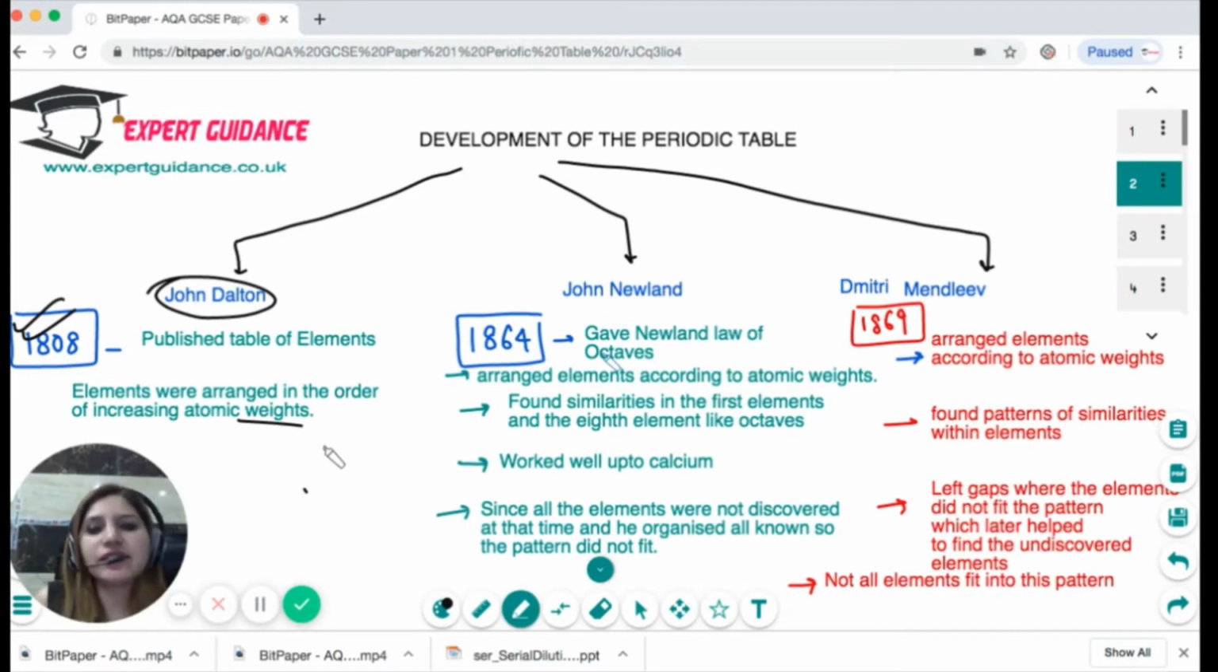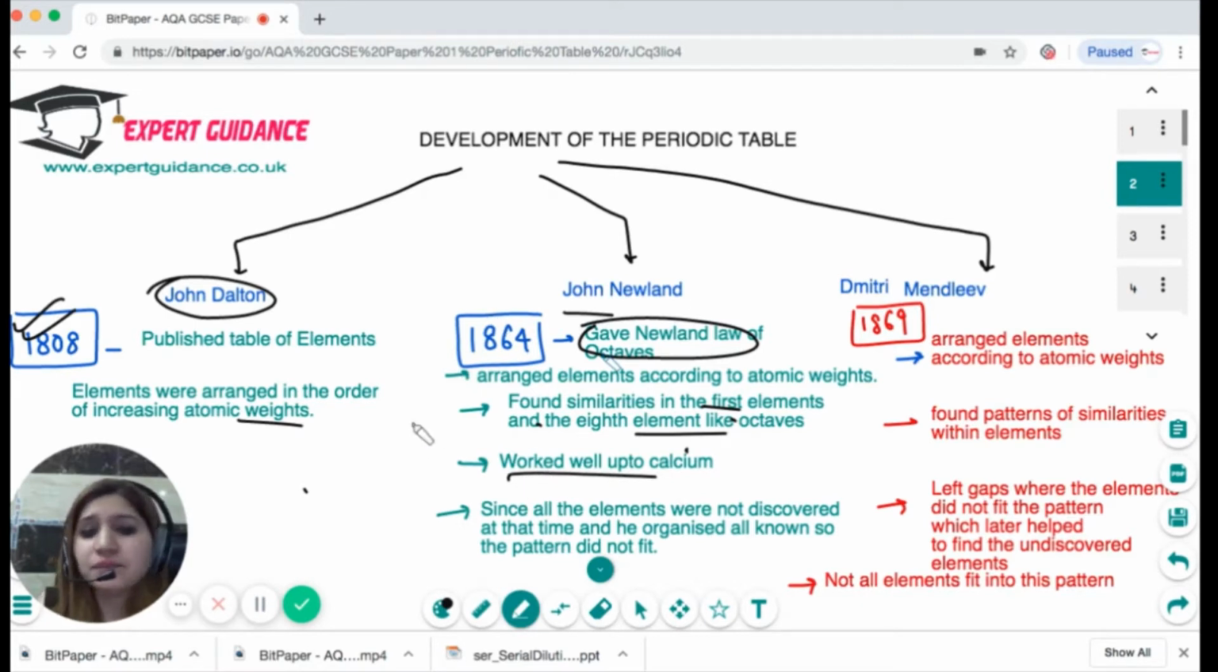Then in 1864 came another scientist called John Newlands, and he gave the Newlands Law of Octaves. What he did in that was he arranged the elements according to their atomic weights. And what he found was that there was a similarity in the first element and the 8th element, like the octaves. Now, his idea was okay as it worked well up to calcium, but the majority of the elements were not discovered at that time. So his idea of the first and the eighth similarity did not fit with all the elements. So that was also rejected.